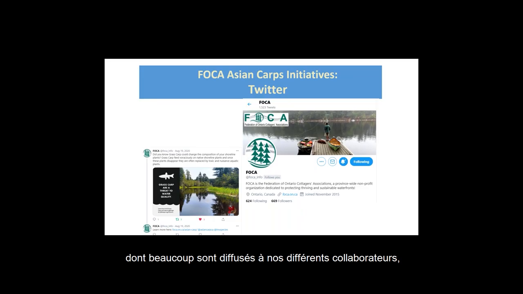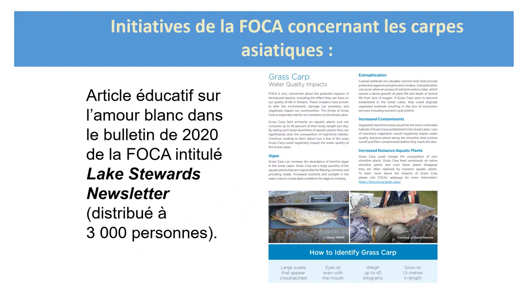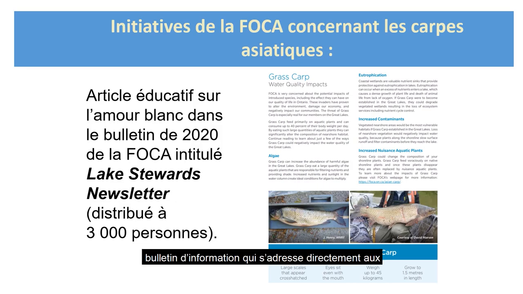We used a number of the social media channels, of course. I think we did about, check my numbers here, about 20 tweets and retweets related to Asian carp throughout the season. Many of them shared across our various collaborators and some that are more specifically targeted to waterfront property owners. But that's an avenue that we like to use and that we think is a place where a lot of people get their information. So we've been taking advantage of that wherever we can.